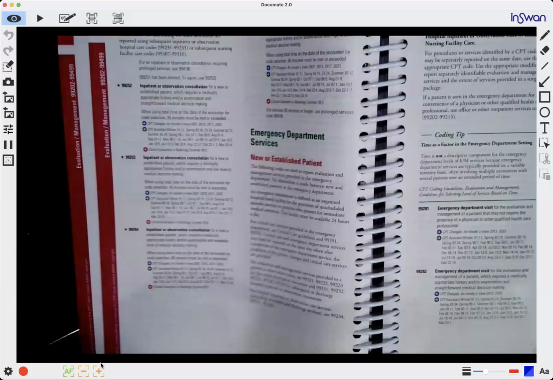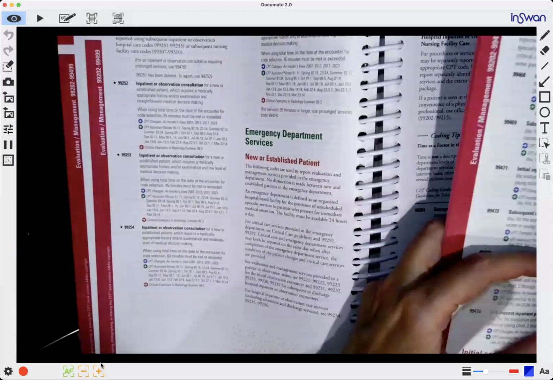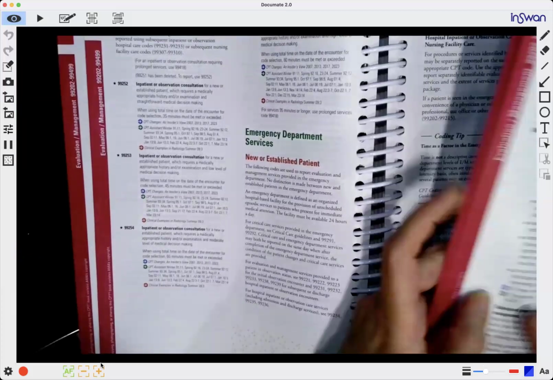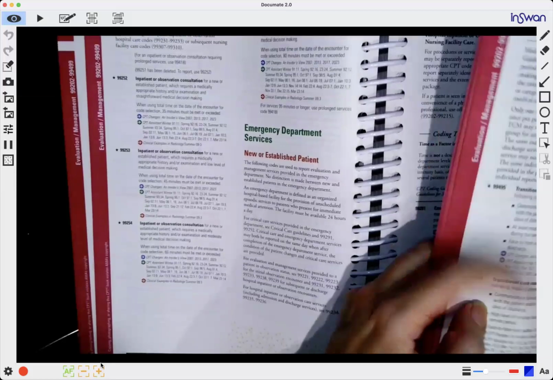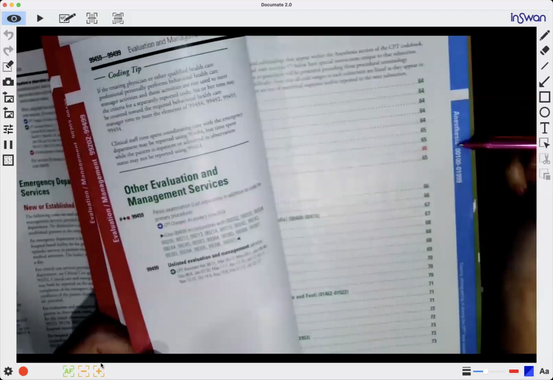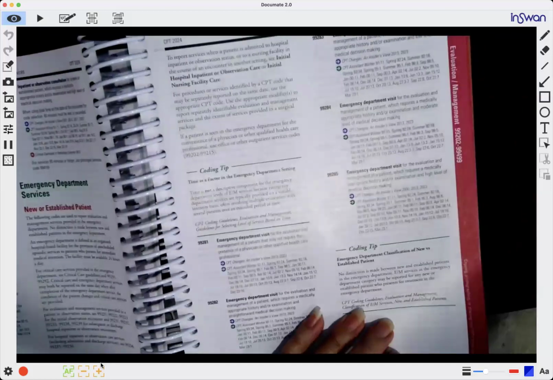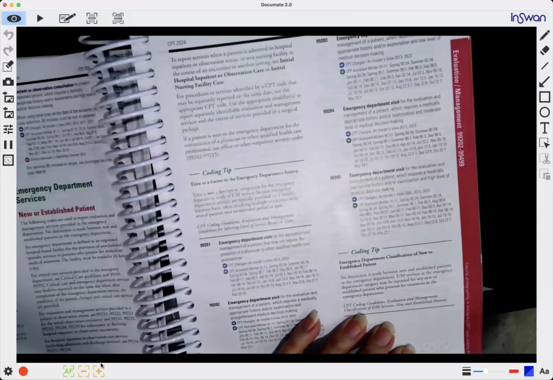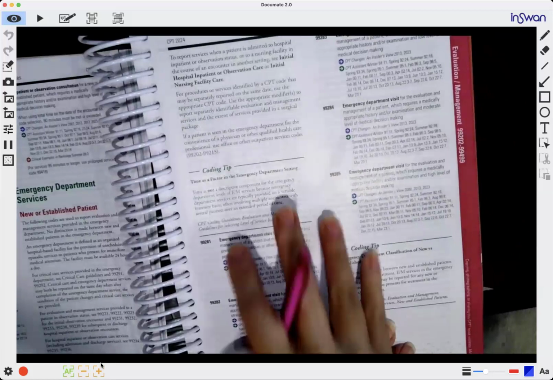So this whole red section here is E&Ms. It's up front, even though these numbers are not sequential in terms of the rest of the book, because anesthesia starts with your zeros. So anesthesia is your zeros, and these are 9s. They put them up front because, again, E&M are the most widely used codes out of the code book. So that's why they're front and center right up front.